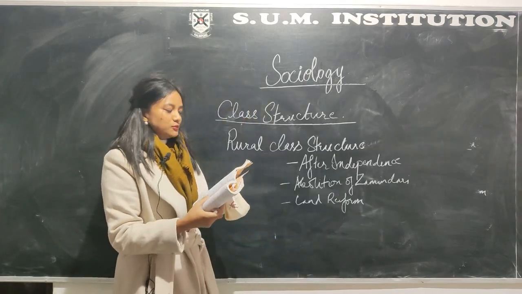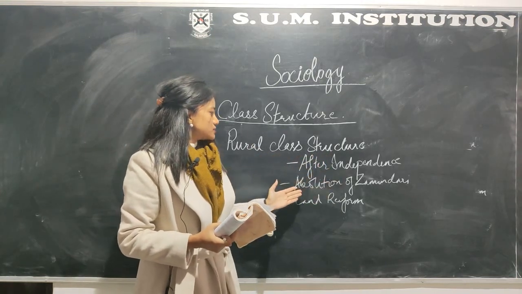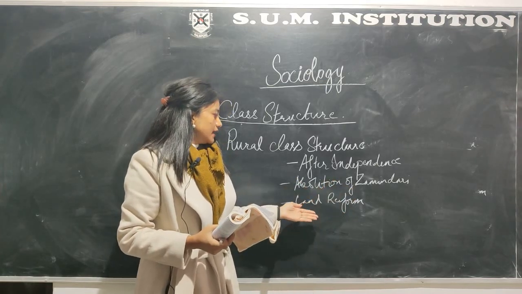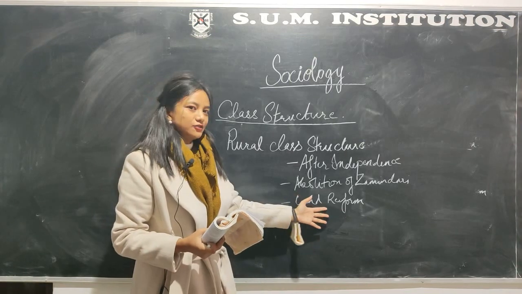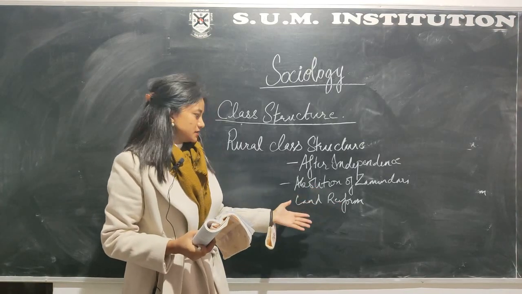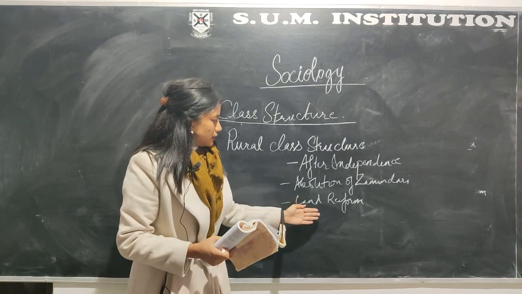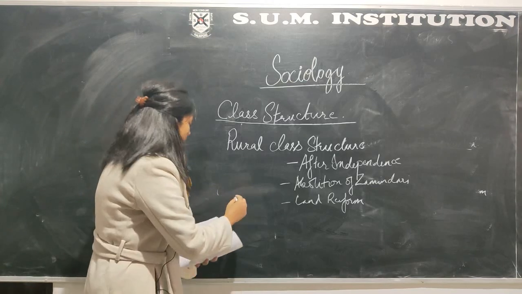So now we'll move on to the rural class structure. After independence, there was abolition of the zamindari system. We've already discussed what the zamindari system is, and there was introduction of the land reform system, and we've also studied what happened in the land reform system and in the zamindari system. So after the abolition of the zamindari system and when land reform came into being, there was the peasant class.